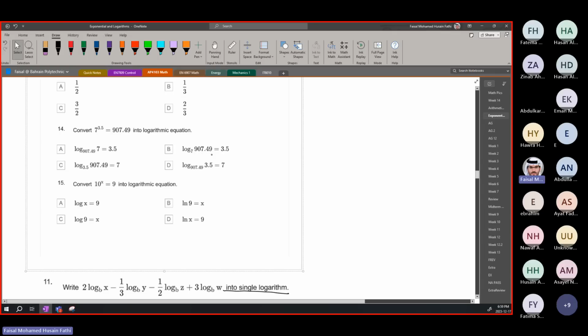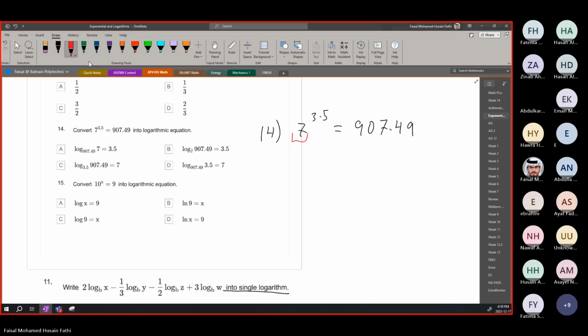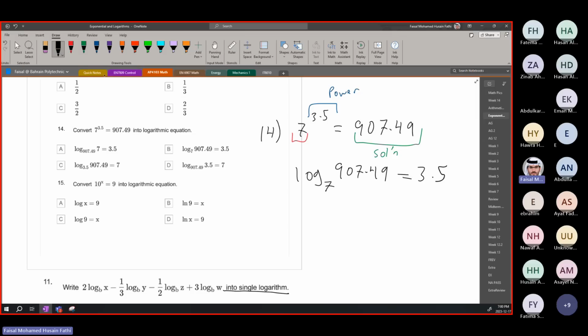14, convert into logarithmic form. We have 7 to the power 3.5 is equal to 907.49. This is our base. This is our solution. Okay, and this is our exponent or power. So in logarithmic form, it's going to be log of base 7, solution is 907.49, is equal to the power 3.5. So that's how you transform. I'm pretty sure all of you should know this by now. So this base is wrong, this base is wrong, this base is wrong, this is your answer. All right?